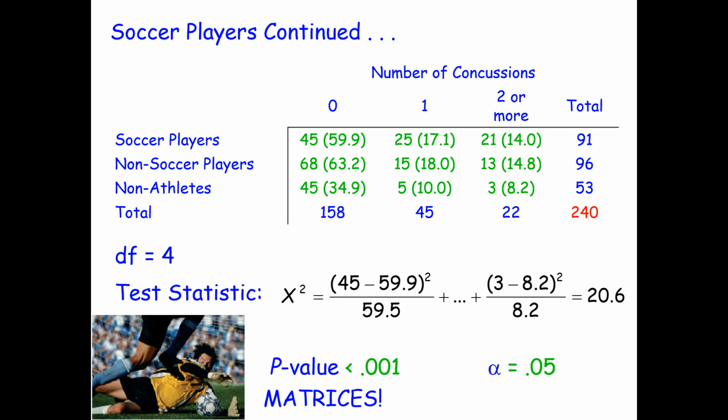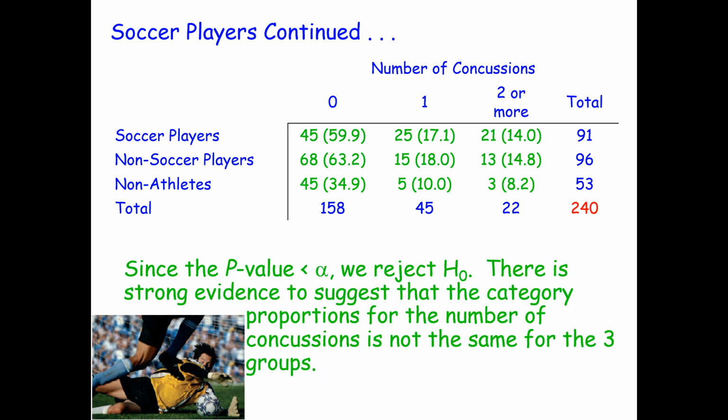Here our p-value is going to be 0.001, which is less than our alpha of 0.05. Since the p-value is less than alpha, we reject our null hypothesis. And there's strong evidence to suggest that the category proportions for the number of concussions are not the same for the 3 groups.